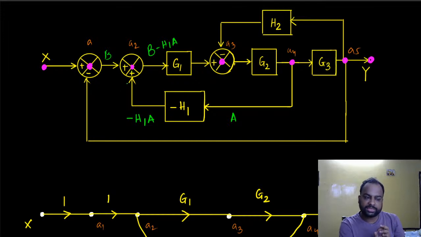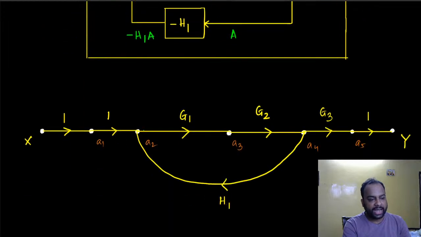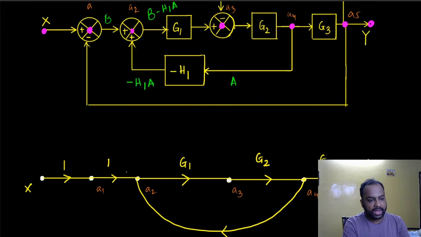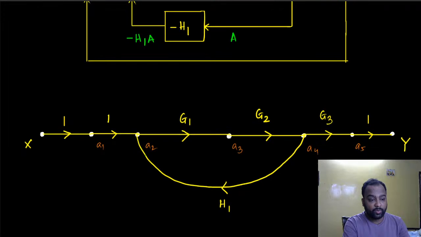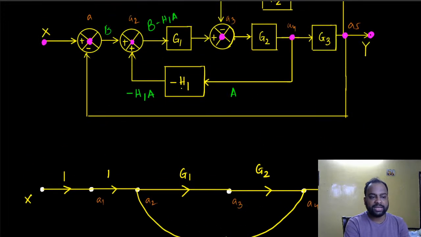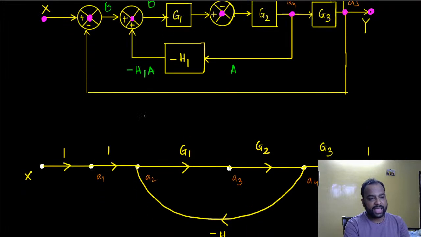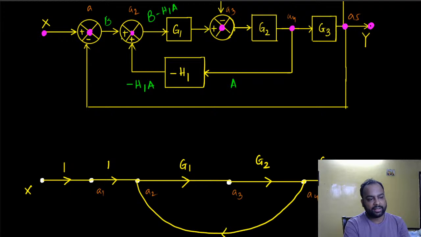So I can consider this to be a summing point if I just put a minus sign here. That's a very simple thing. All the feedback points can be considered to be summing points if we just put a minus sign on the feedback transfer function. So now this node is acting as a summing node because it sums up all the signals coming in. Since we are just summing everything, we can happily put a minus sign here and say that whatever signal comes out of this gets multiplied with minus H1, and whatever I have after that gets added up at node A2.